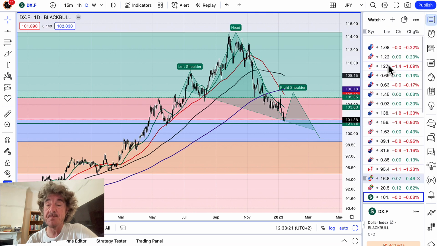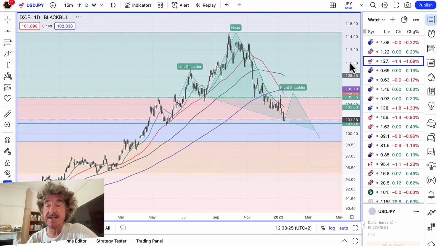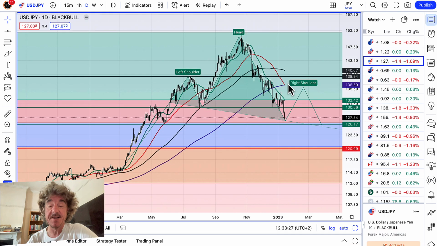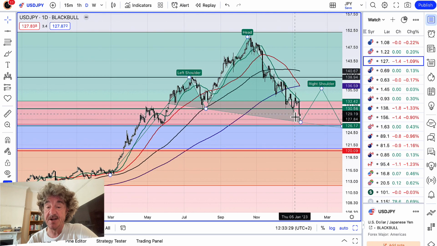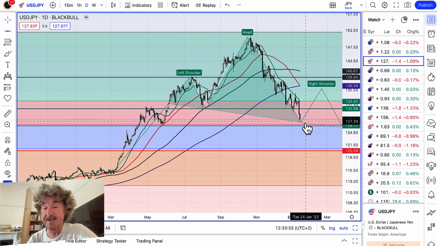So let's go back and have a look at that chart one more time. Dollar yen, that's over here. I've got so many things on my watch list. So there we go. That's what I think is going to happen. We could get down to this level at 126. We're at 127 something now. I've already started to place small long positions on dollar yen.